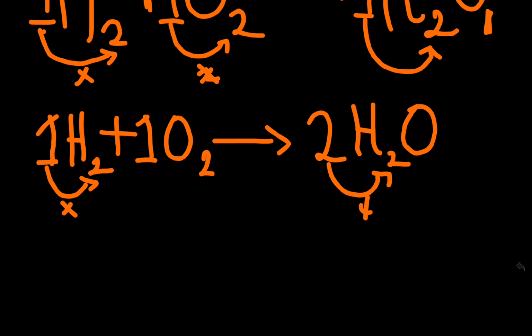So let's try the oxygen first. 1 times 2 is actually 2, balanced. 2 times 1 is actually 2, balanced. So our oxygen is balanced, but now our hydrogen has actually increased. So what I'm going to do is change this one here to become 2.